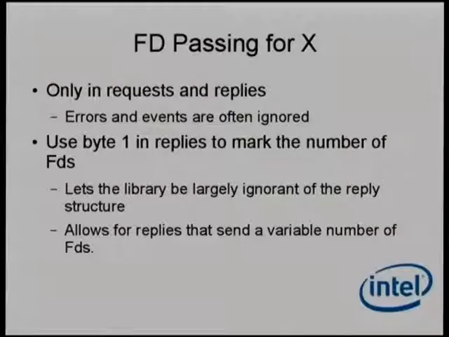So how are we going to do this in X? I'm only going to do it for requests and replies. You saw the previous stuff. The only time I'm going to get object information back to the X server is in a reply. The only time I'm going to send stuff to the X server is in a request. So errors and events are not going to be able to do file descriptor passing. Now, we could add that, but in practicality I don't need it, and I think it makes it too complicated.